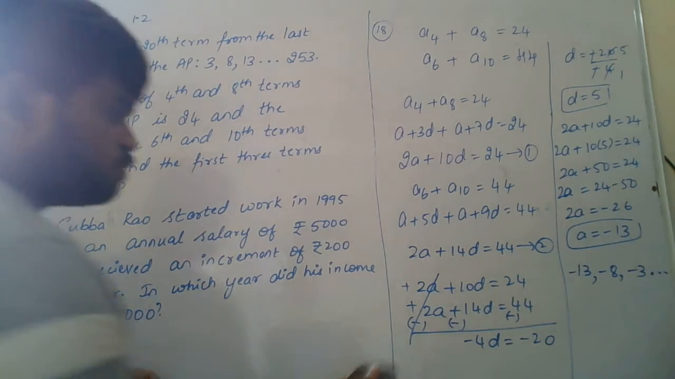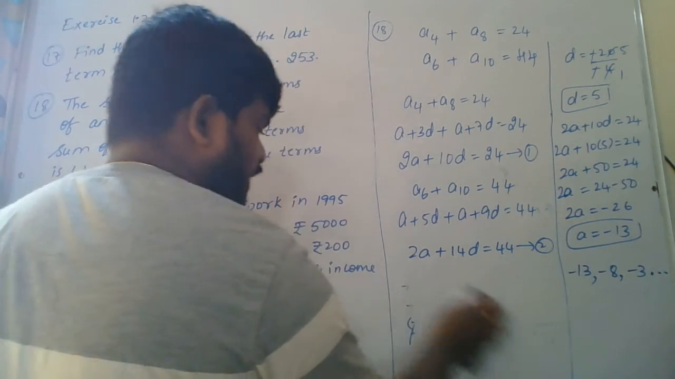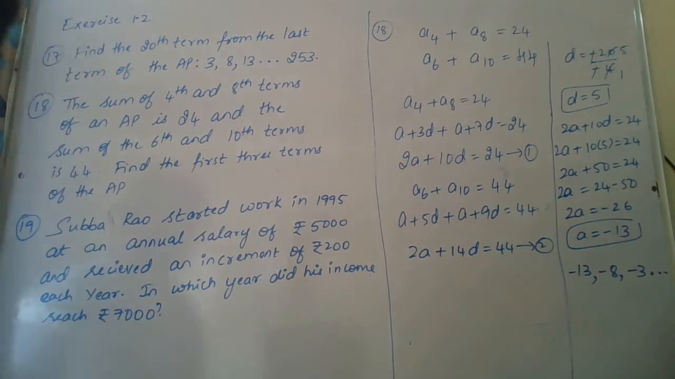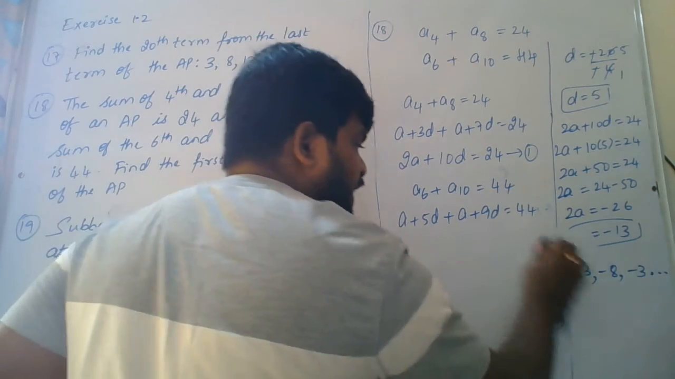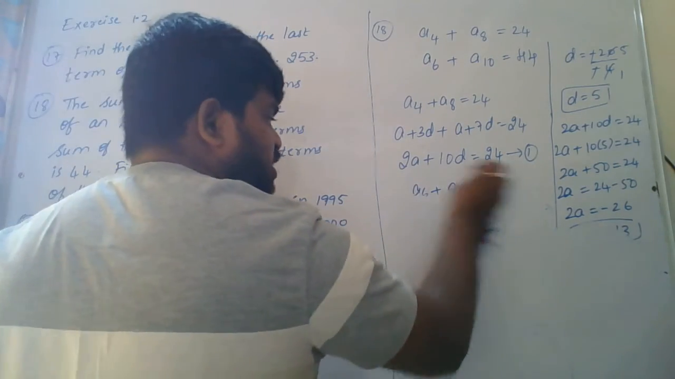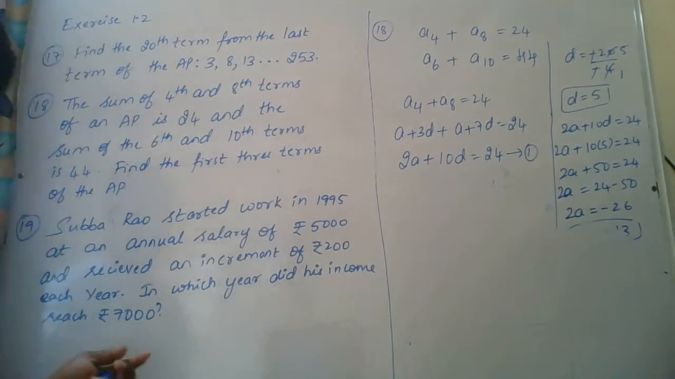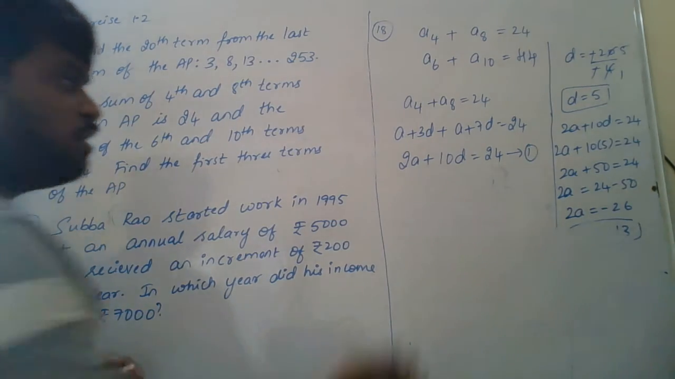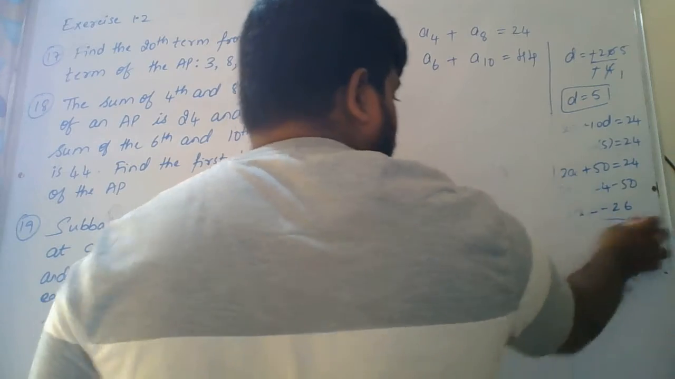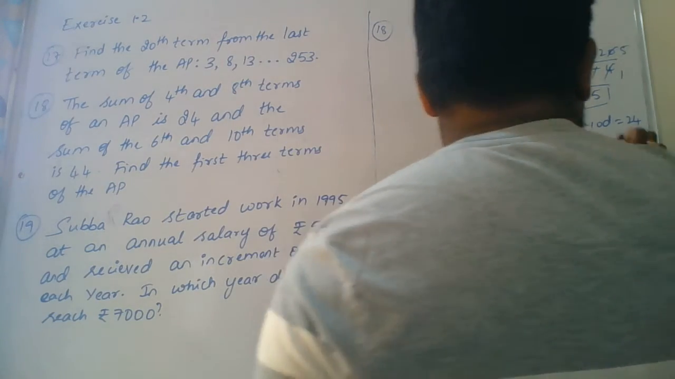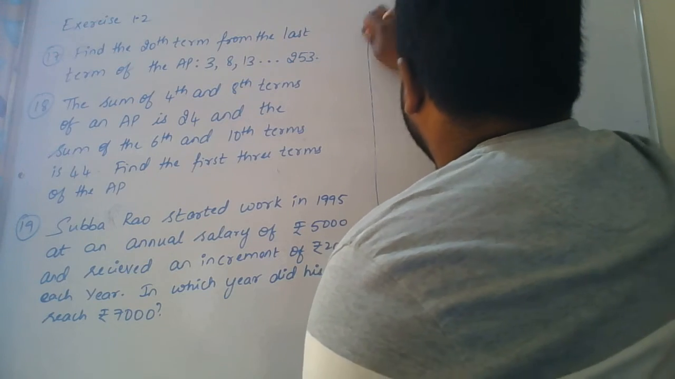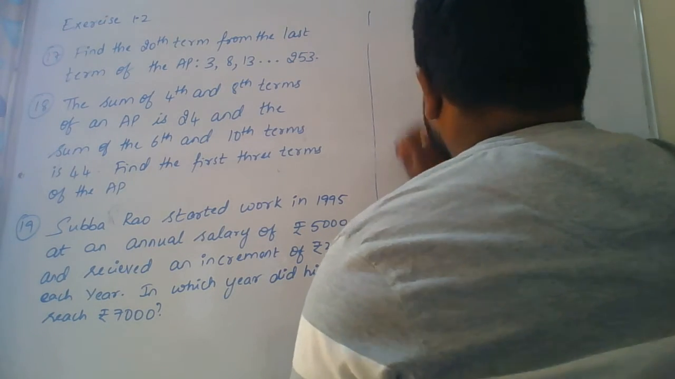There is a person, Subbarao, who started his work in 1995 at an annual salary of rupees 5,000. Every year he was getting an increment of 200 rupees. In which year did he receive 7,000? That's the question. Let's first find the AP, since this is an AP.